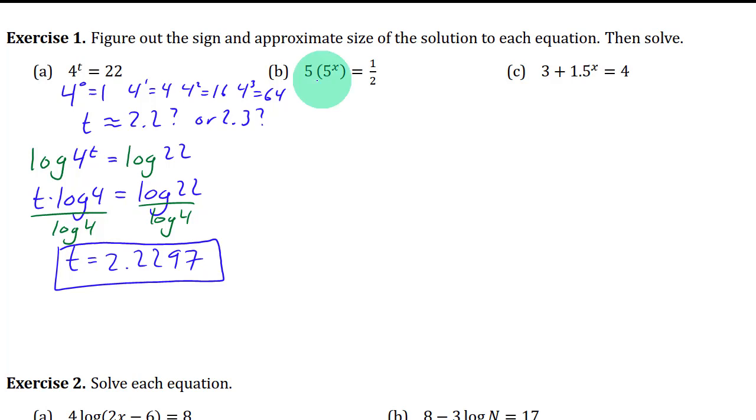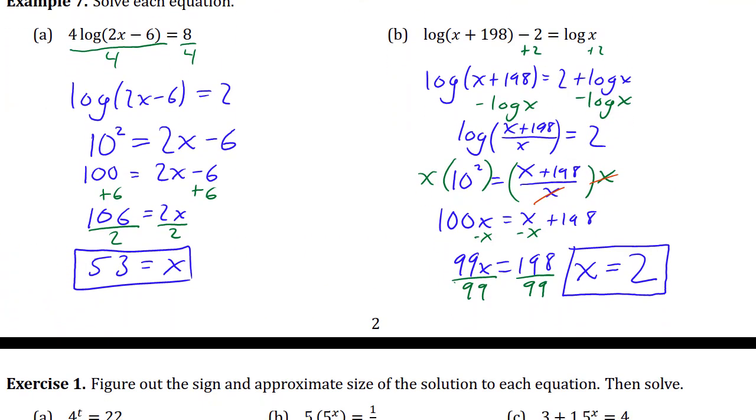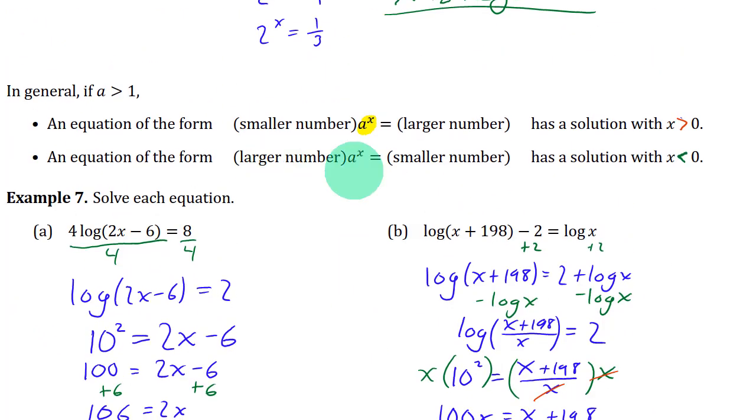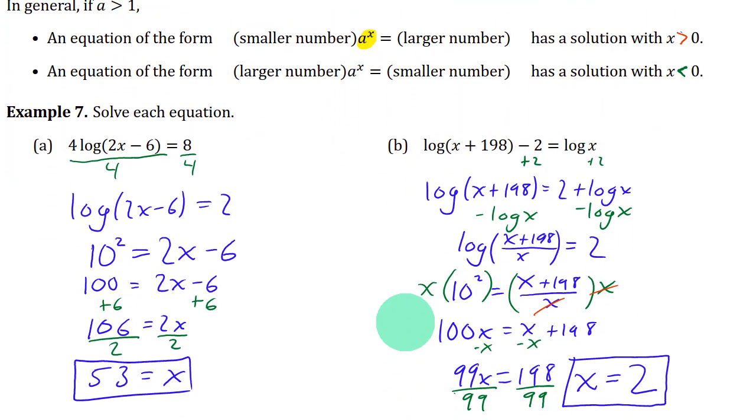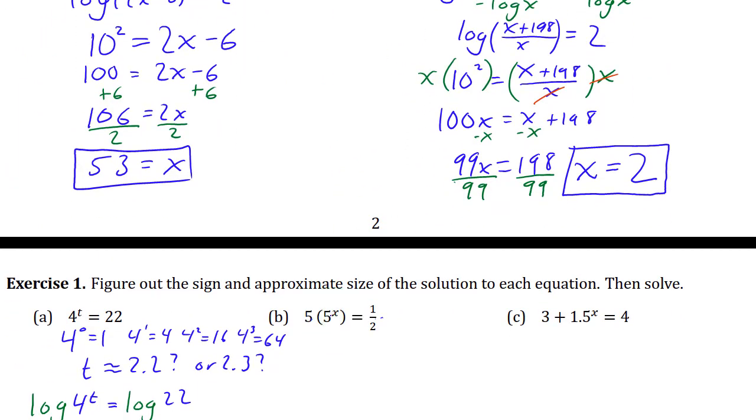Okay, so now let's think. We have 5 times something is 1/2. So is that 5 to the x? Well, we can look back at this rule we made a second ago. We have the 5 is bigger than the 1/2, right? So we have a larger number times a to the x equals a smaller number. So that means the x must be negative because the 5 to the x must be less than 1. So x being a negative number will make that happen. So yeah, we're going to say x is negative.